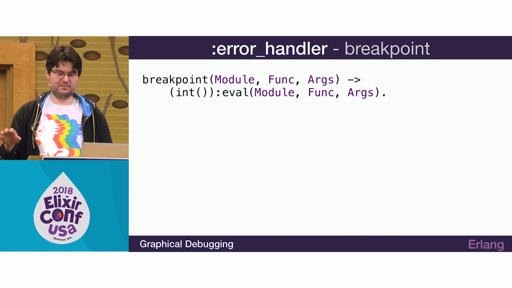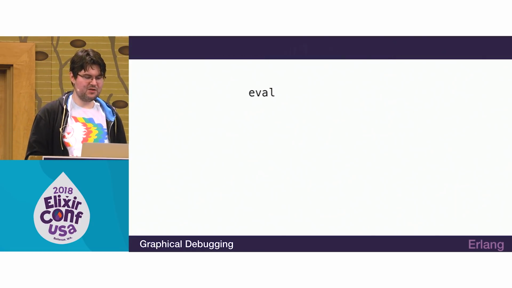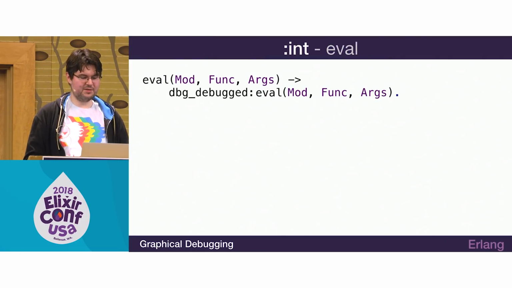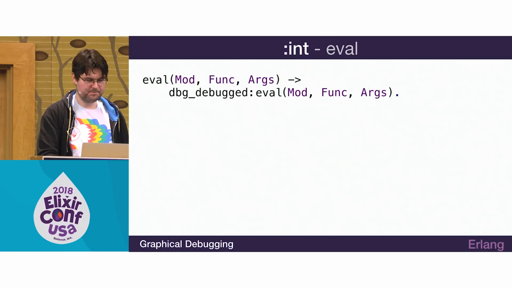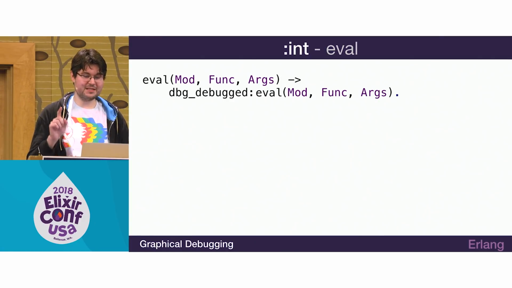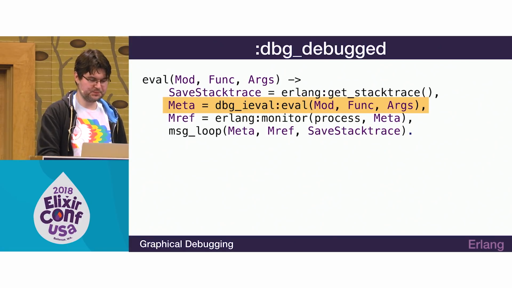We're back to int. Int eval calls debug eval. From the module name, it's probably the debug process because it's got debug at the end. And we know it has to be the debug process because the error handler is process specific. Interesting experiment to do is mess with error handler and see if you can implement a different type of debugger.